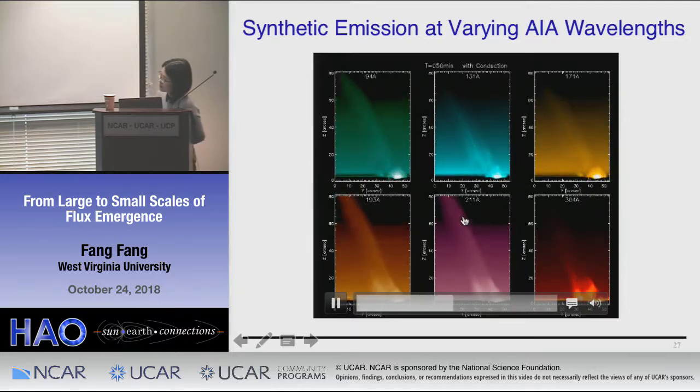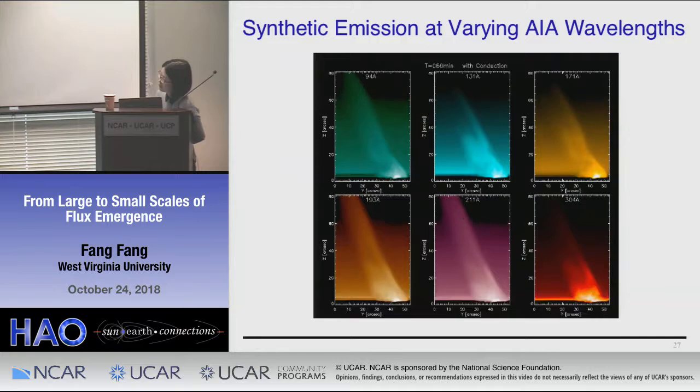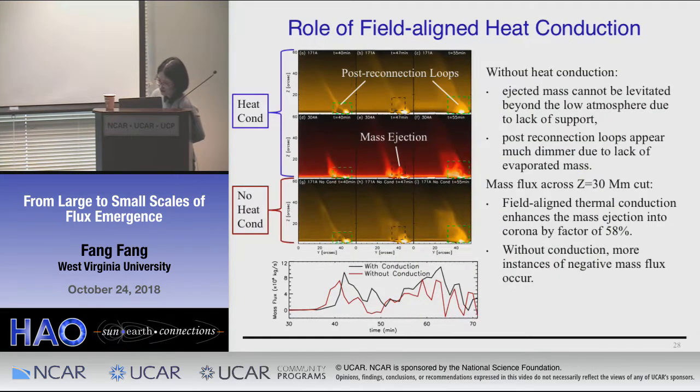And we also calculated the synthetic emission with this simulation. So at 6 AIA wavelengths, you see the ejection of the jet column and the widening of this column during the eruption. So I skip this one.